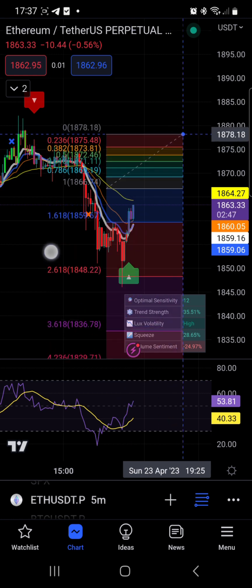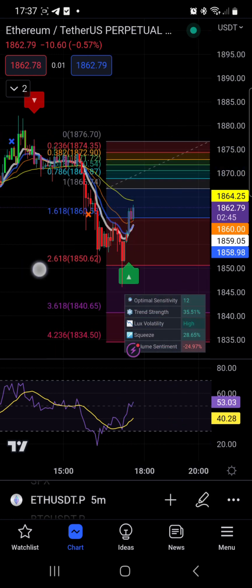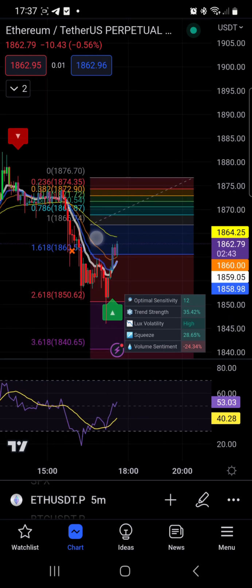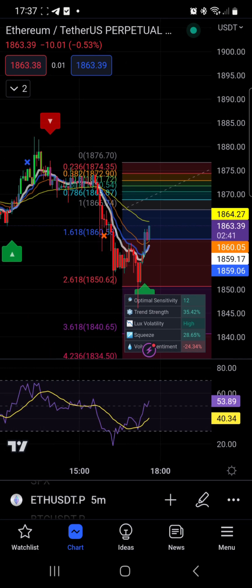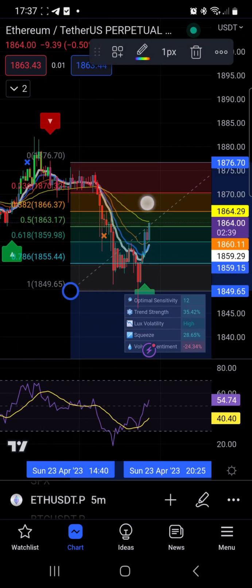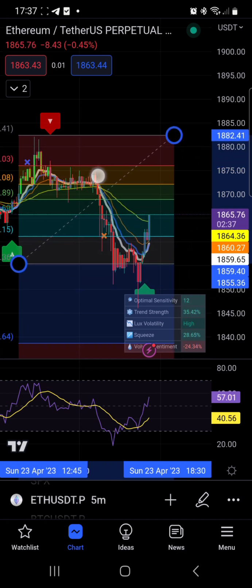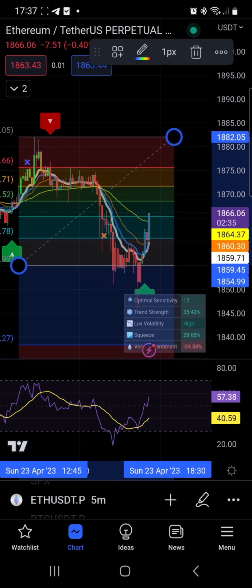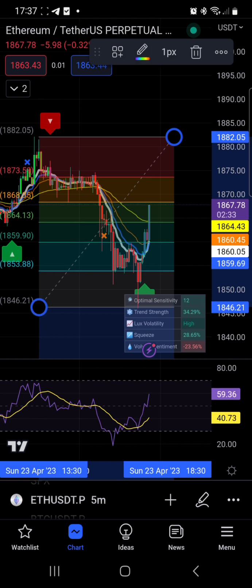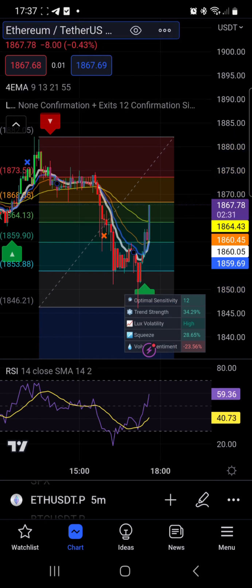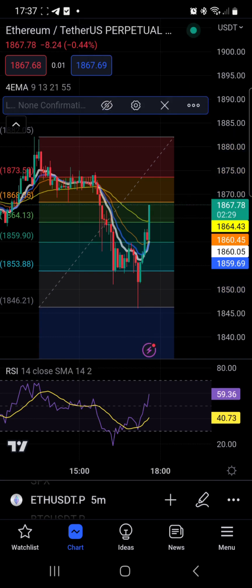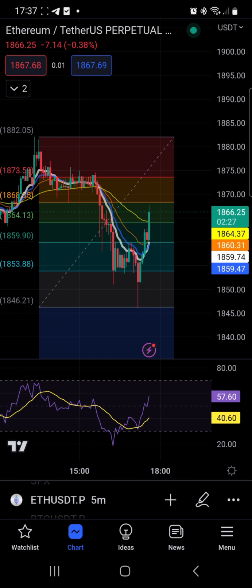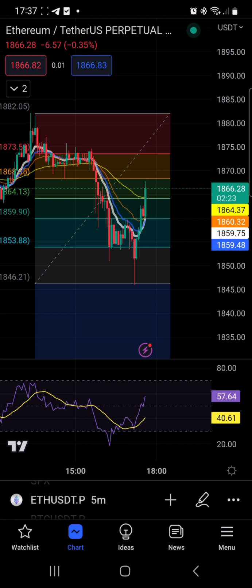So Fibonacci retracement is from the highest point to the lowest point. So the highest point is, let me just set it out for you. So the highest point is over there, and the lowest point is here. Let me just take out some of the indicators so that the screen is more clear. So there we go. So here it is.